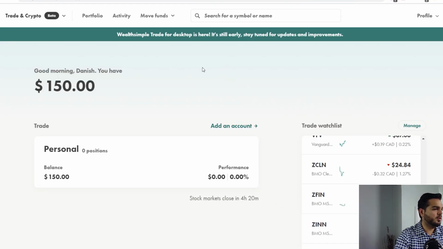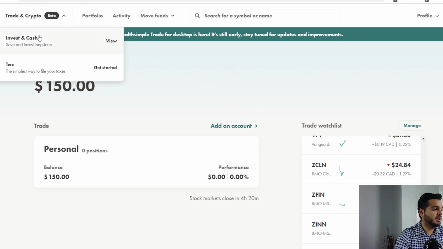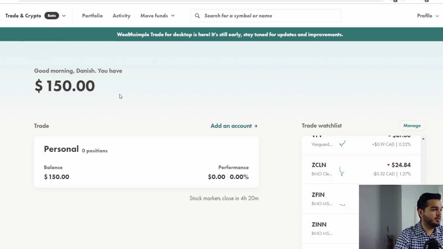So I'll give you a quick overview on some of the options available. Here you have a drop down so you can switch between invest in cash and file your taxes. You have 3 options at top: portfolio, activity, and move funds. This is the portfolio stage. Let's see what activity looks like.